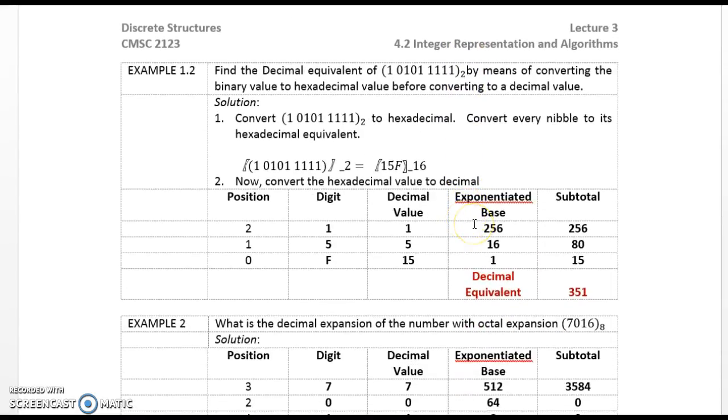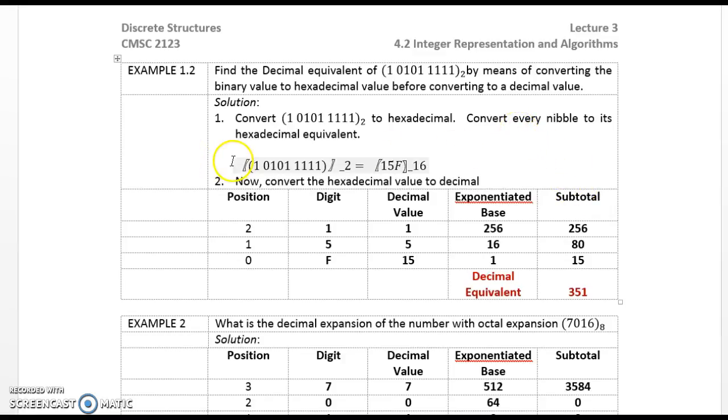Example 1.2. Find the decimal equivalent of 101011111 base 2 by means of converting the binary value to hexadecimal value before converting it to decimal value. The secret here is every group of 4 bits, called a nibble, can be directly converted to a hexadecimal value. So what I'm going to do is group the binary representation as 1 0101 1111. And then I'm going to convert every nibble to its hexadecimal equivalent.